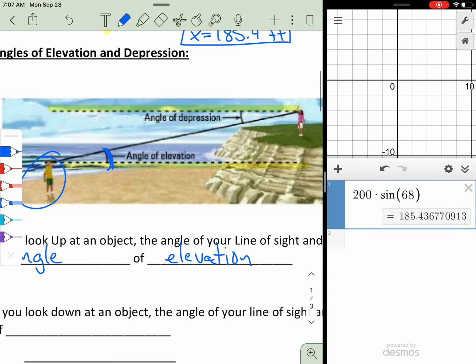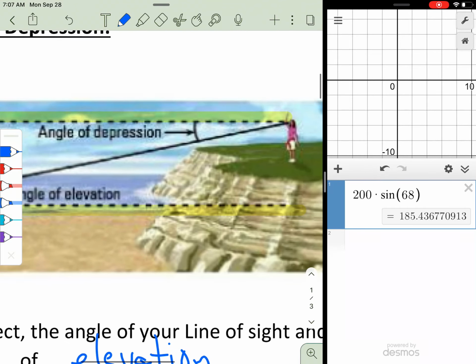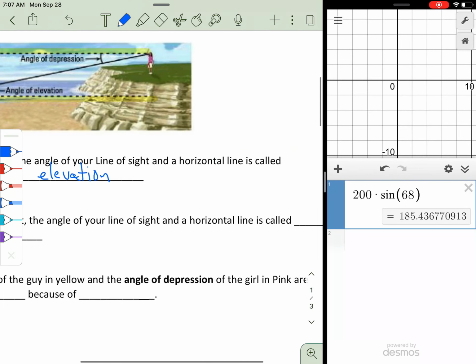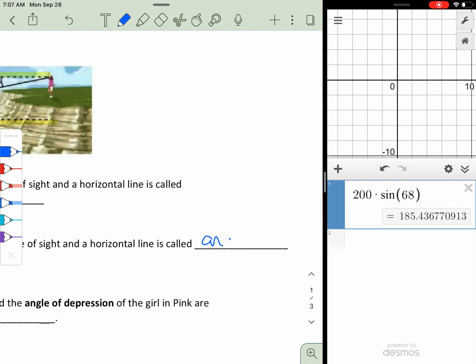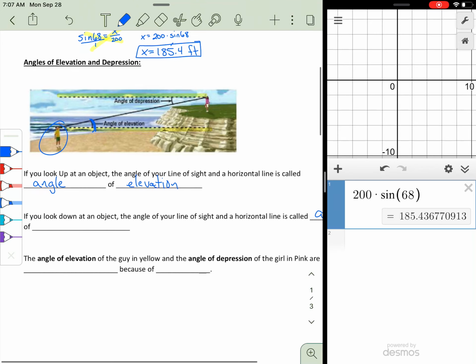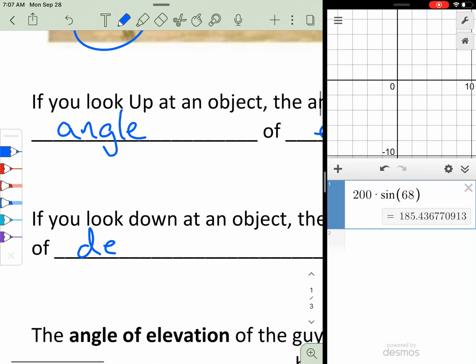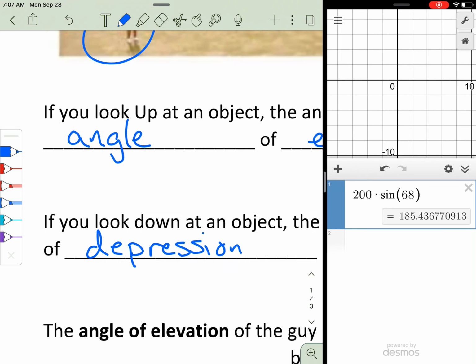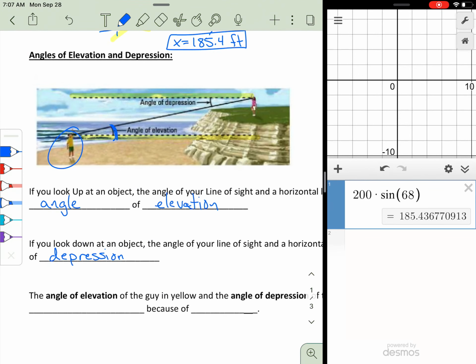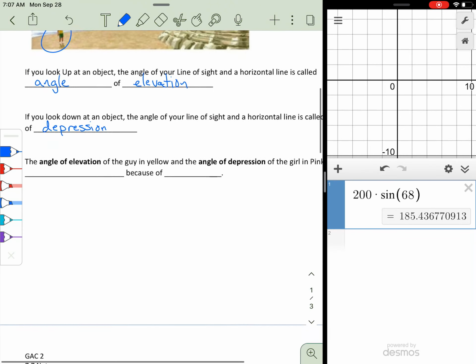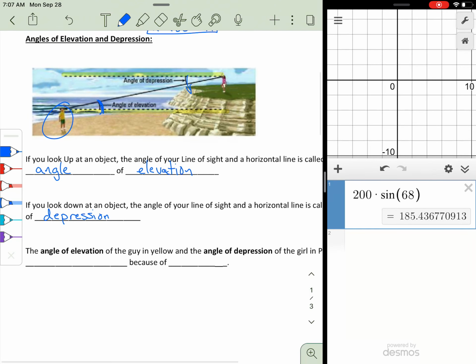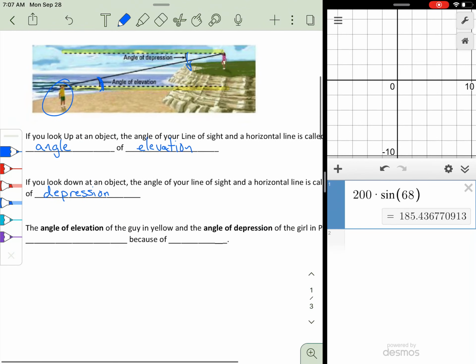And then if we're looking down, like this girl is here at the top right, down is the angle of depression. Okay, so kind of like if you depress something down, like a can, when you're crushing a can, you're depressing it down, it's going downwards, right? So it's angle of depression. Okay, so the angle of elevation of the guy in the yellow and the angle of depression of the girl in pink are blank because of blank.